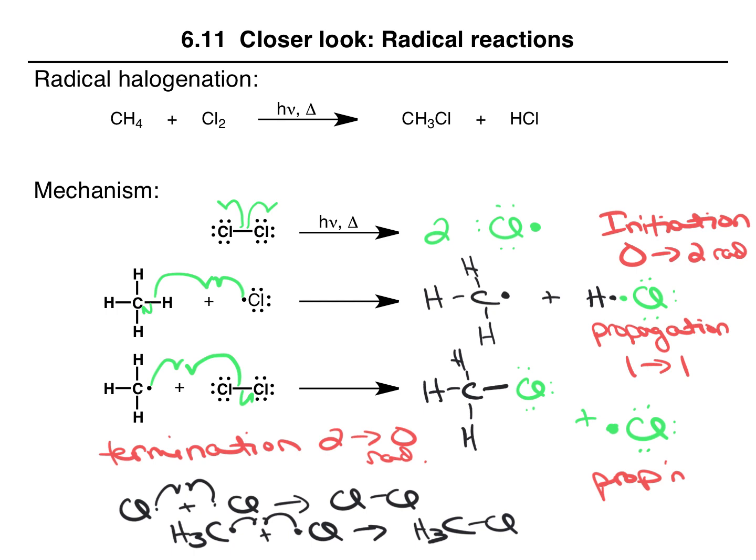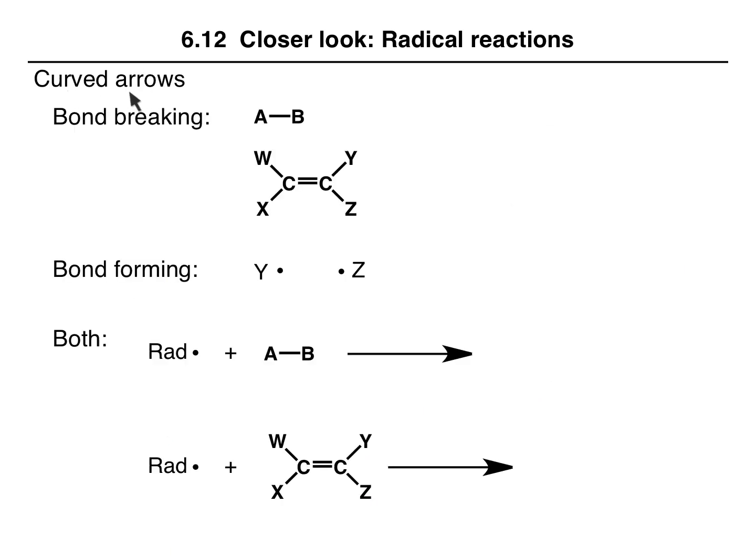So every time we have bond breaking, the electrons are moving in opposite directions. Every time we have bond forming, the electrons are coming together from opposite directions. So focusing more on the curved arrows, when it comes to radical reactions, then we have bond breaking might look like this, where out of the shared pair, one of them goes on to A, one of them goes on to B. And that will give us A radical and B radical.